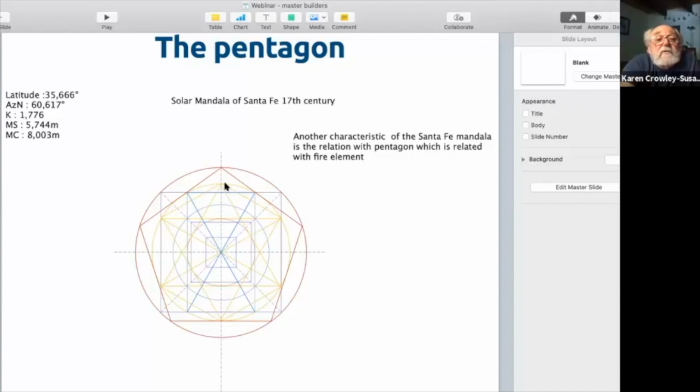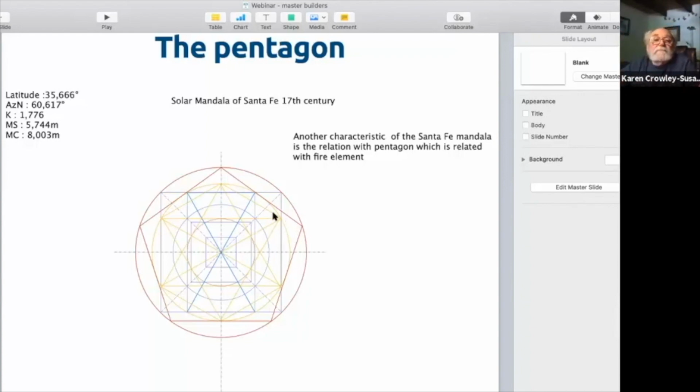You have this yellow-orange circle that represents the circle of the sun. And you see that the pentagon fits exactly between the two circles. This is another characteristic of Santa Fe, and we are going to see that the later master builders worked with that too. Okay, one thing.